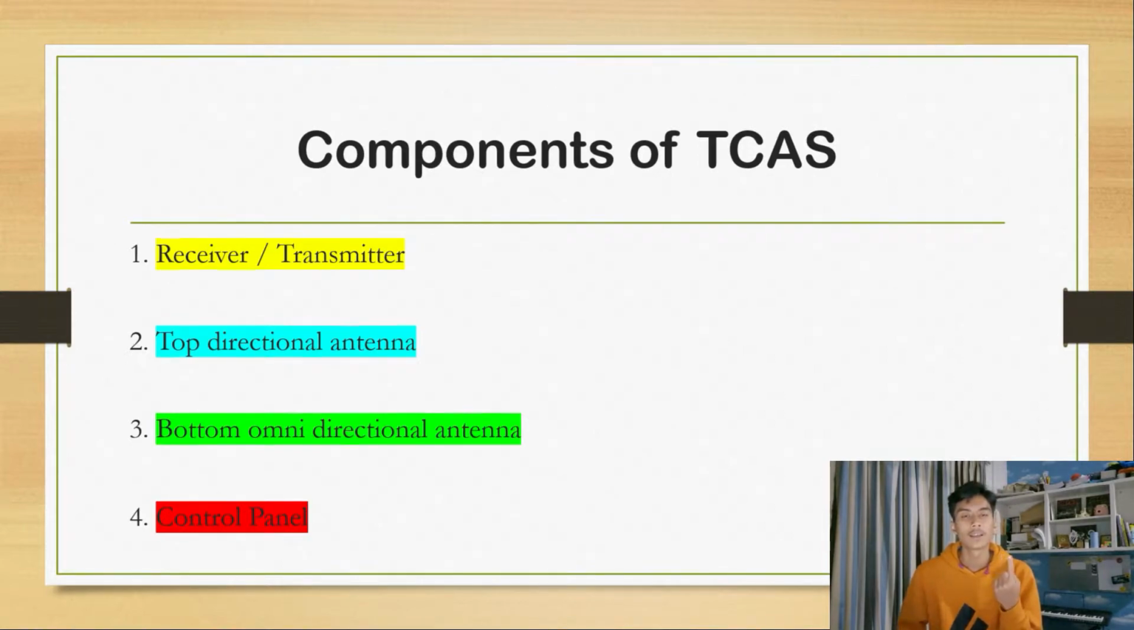Now, there are several components of TCAS, four to be specific. Number 1 is the receiver or transmitter. Number 2 is the top directional antenna. Number 3, the bottom omnidirectional antenna. And the last one is the control panel.